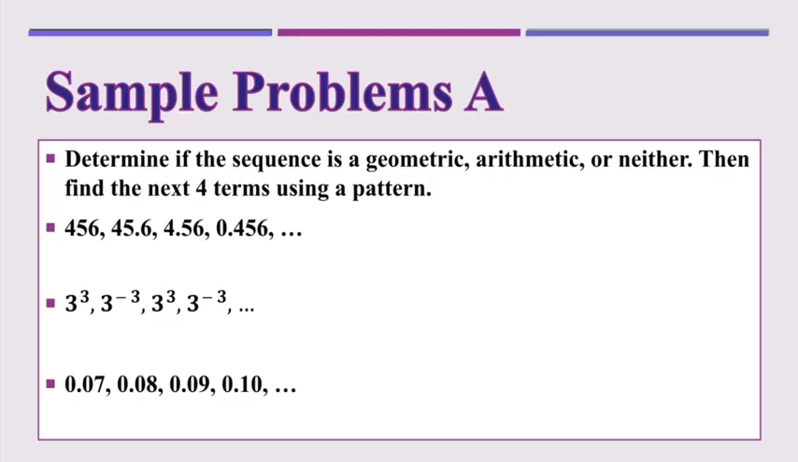Next, here we want to determine if the sequence is geometric, arithmetic, or neither, and then find the next 4 terms using a pattern. So if it's arithmetic or geometric, then we're going to find the next 4 terms. So we have 456, 45.6, 4.56, 0.456. Well, here I know I'm dividing by 10 each time because the decimal point keeps moving to the left. So I'm dividing by 10 or multiplying by 1/10. So this one would be a geometric sequence.